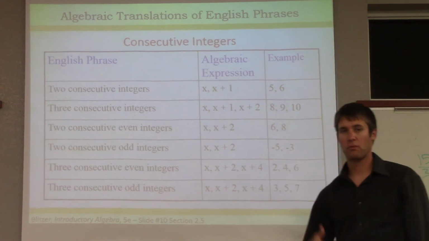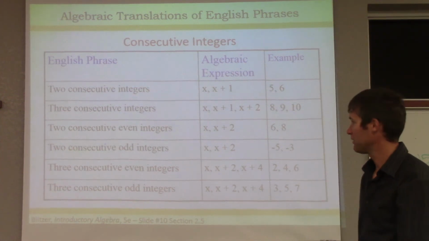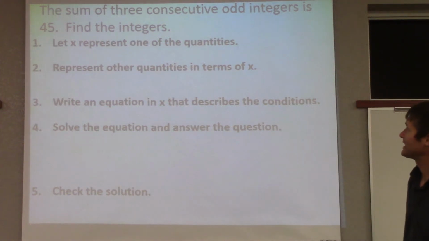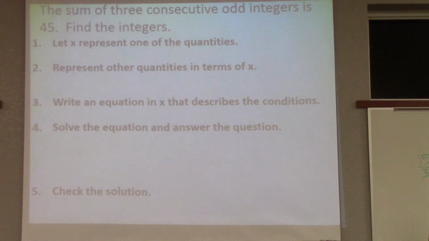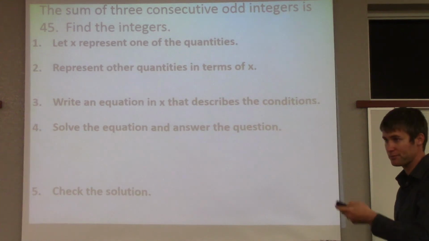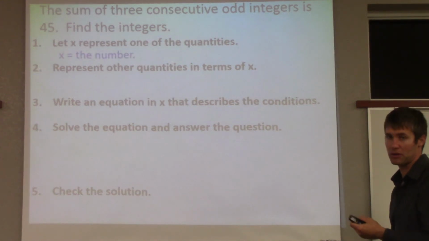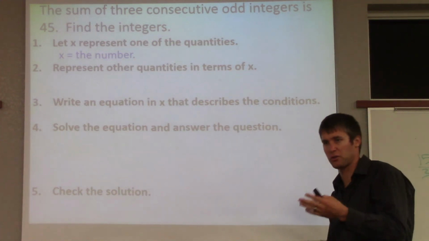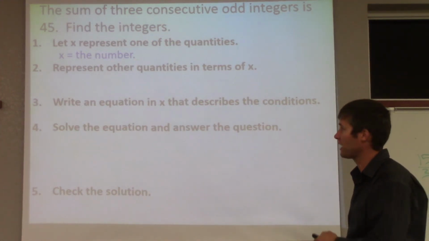So we're going to go through one more of these story problems, and then that will be it for your notes. The sum of 3 consecutive odd integers is 45. Find the integers. Once again, let x represent one of the quantities. So x would be the number, and we'll start off with the first number. If we have 3 or 2, we'll always start off with x as the number.